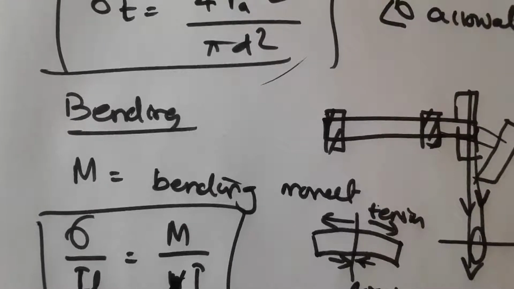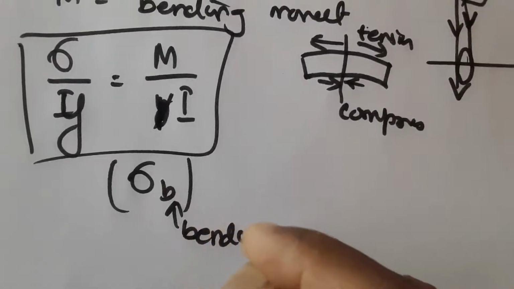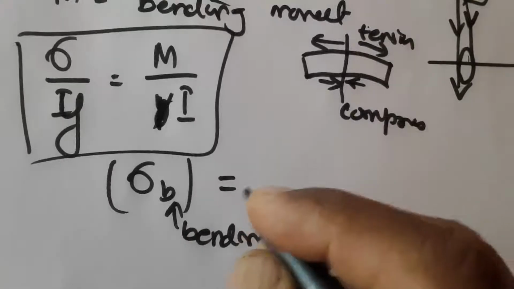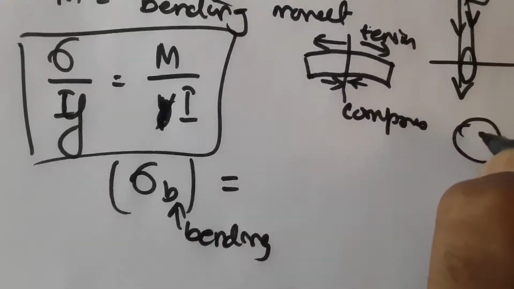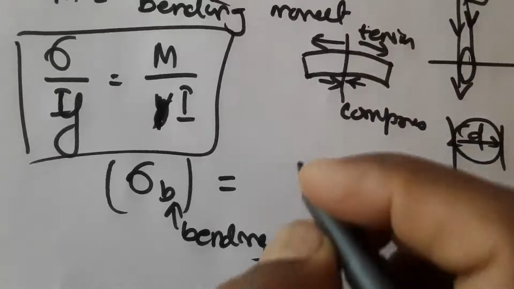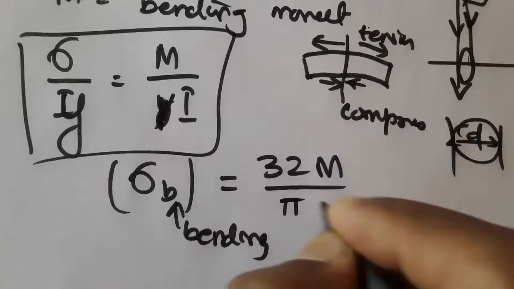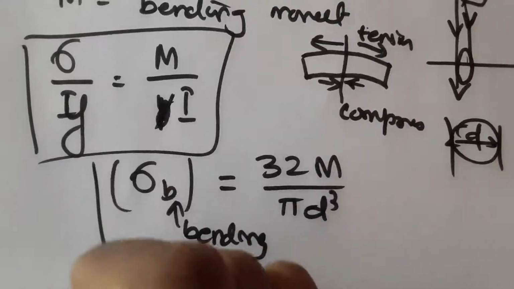We say sigma bending, because this is the bending stress. So sigma bending, for a circular shaft of diameter d, is 32 M, where M is the bending moment, divided by pi d cubed. We have already known it with the derivation.